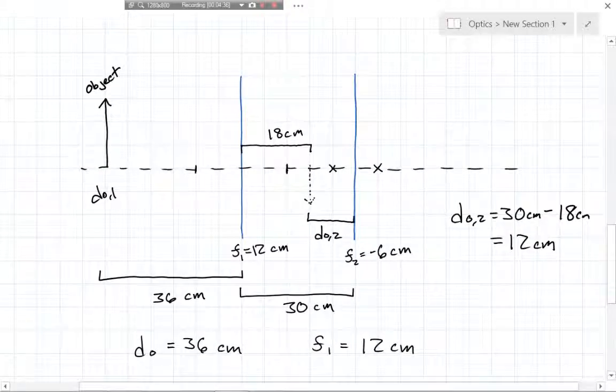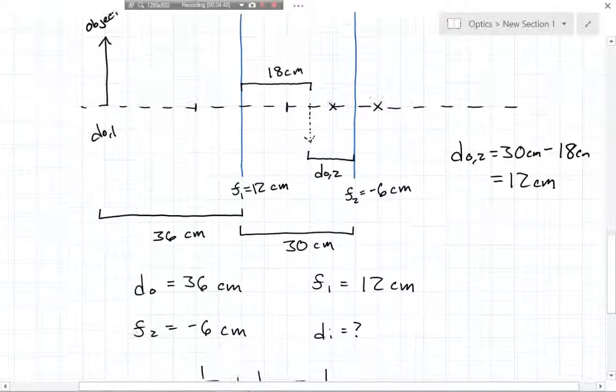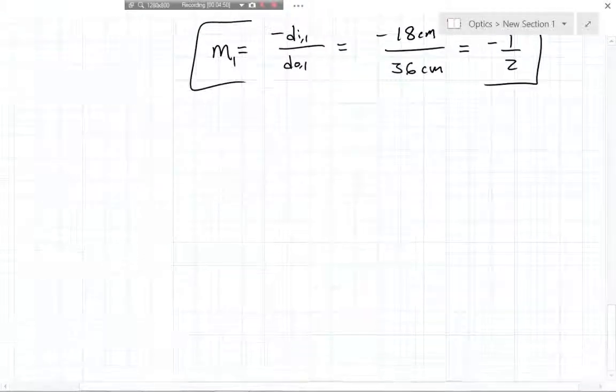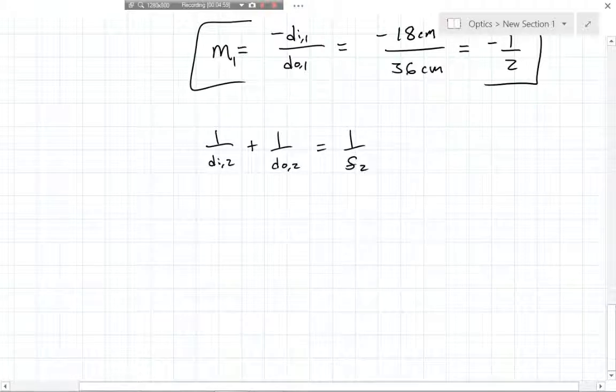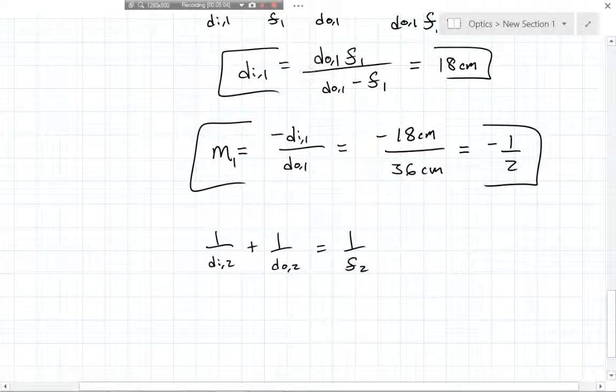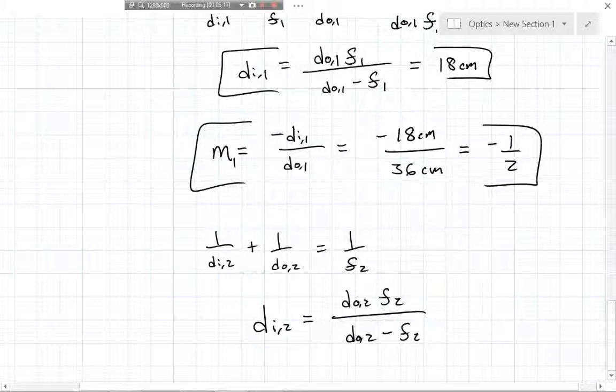So our image is 12 centimeters to the right of the first lens, which means we have an object that's 12 centimeters to the left of a lens which has a focal length of -6 centimeters. Now we can find the location of the image formed by the second lens using the lens equation again. The lens equation says 1 over di2 plus 1 over do2 is equal to 1 over focal length 2. Actually we can just reuse the formula we found above, because it's going to be the same. So di2 is equal to do2 times focal length 2 divided by do2 minus focal length 2.